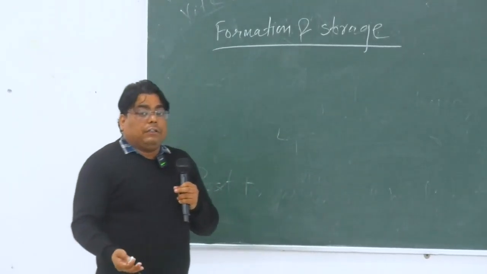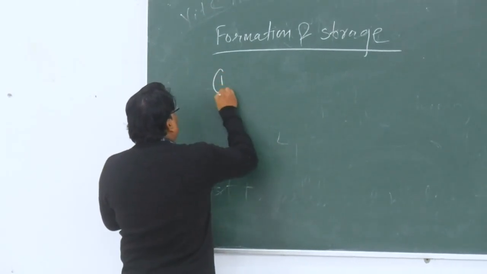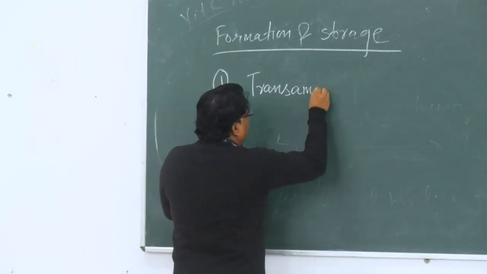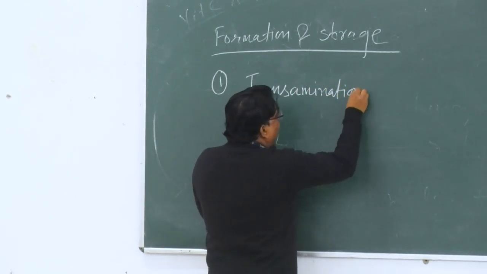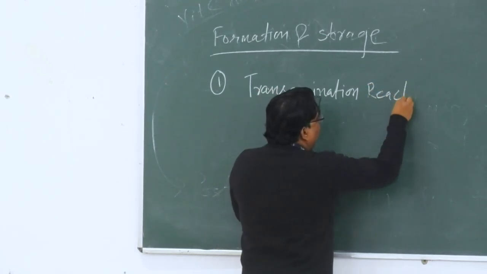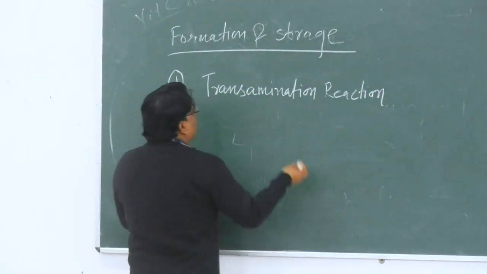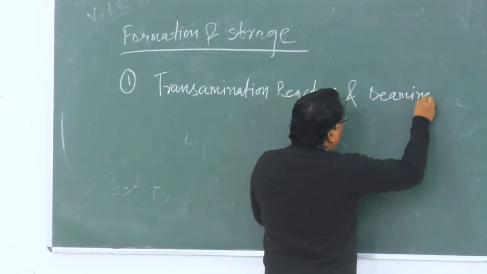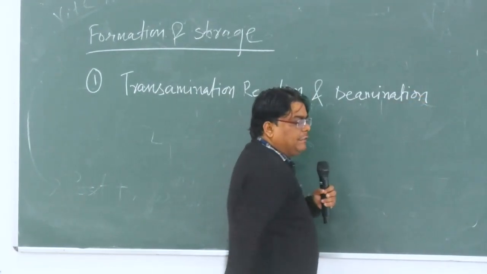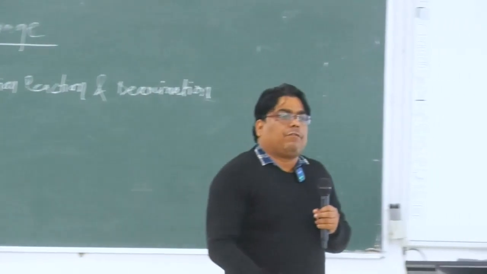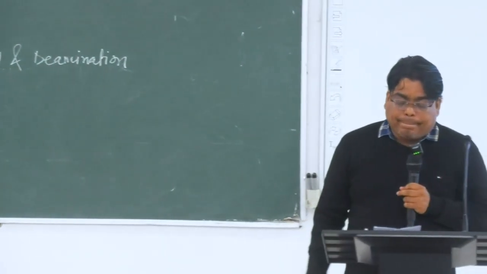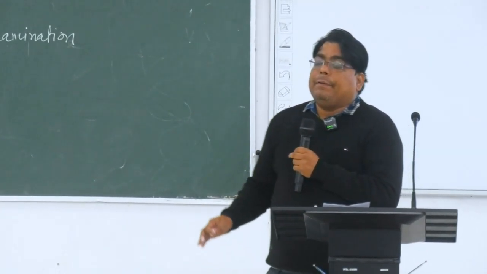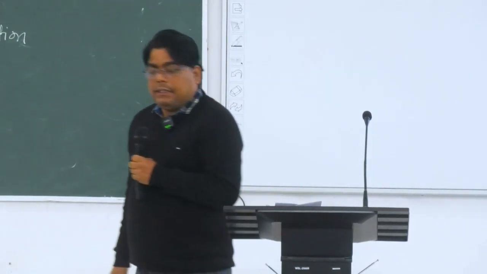So the important formation of ammonia is by the transamination reaction and deamination. This is the first step for the formation of ammonia. Okay, it is basically a principal source of ammonia. What? Principal source of ammonia.